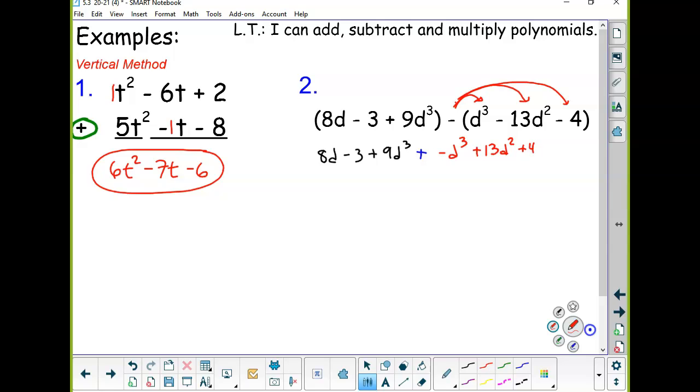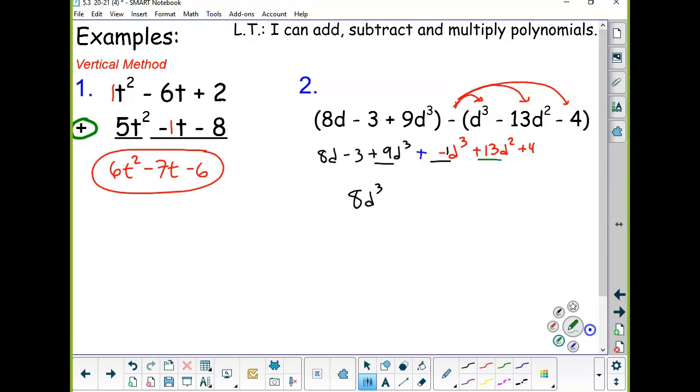All right, so let's take a look. You could definitely do this in way less steps. I just try to show as much as I can. The one thing I wanted to show you with a problem like this is it's not written in a very friendly order. So when you're gathering your like terms, do this with certain purpose, and let's start with the highest degrees first. So now I've got 9 plus -1 is 8 d to the third.